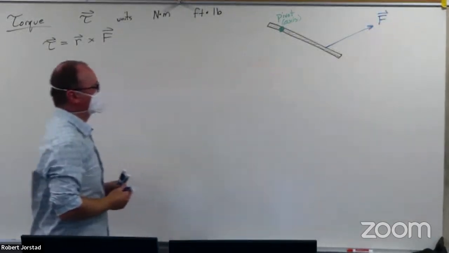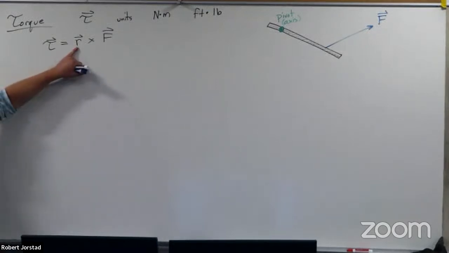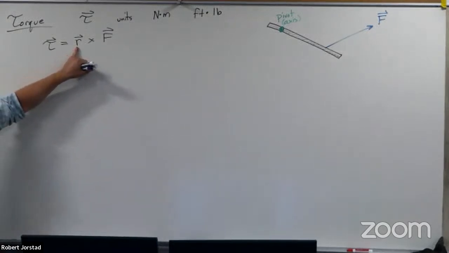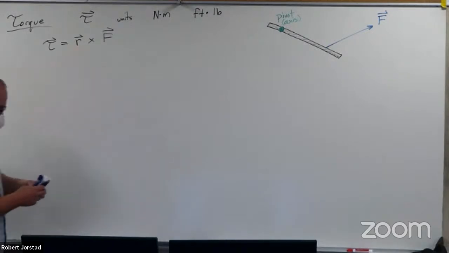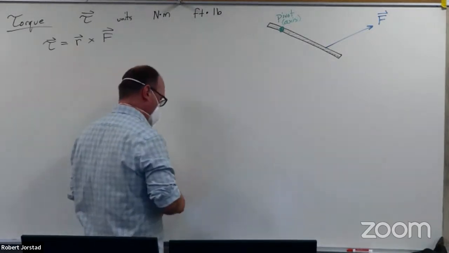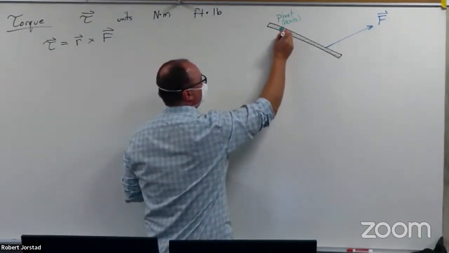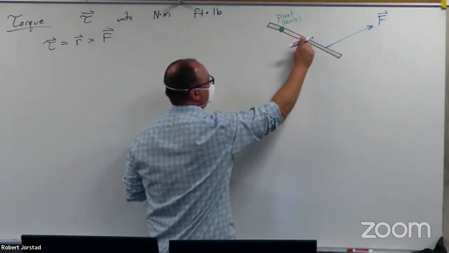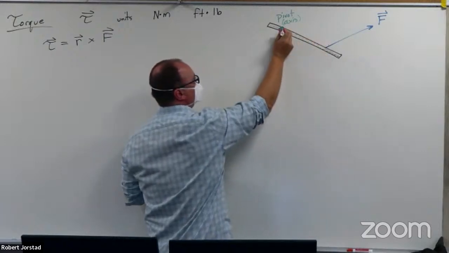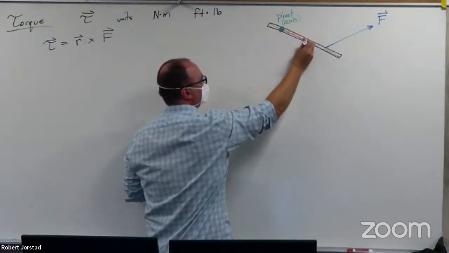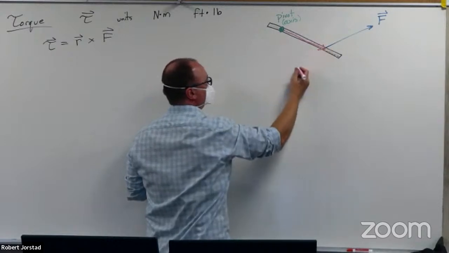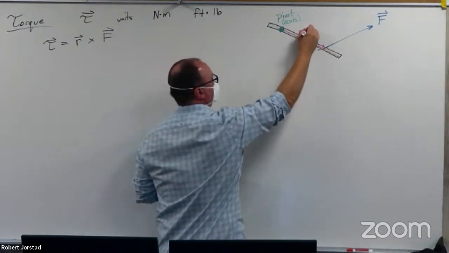What does R mean? It means something different in every equation. Have you noticed that? In this case, R means, see if this paint shows up, from the pivot to the point where the force is applied.